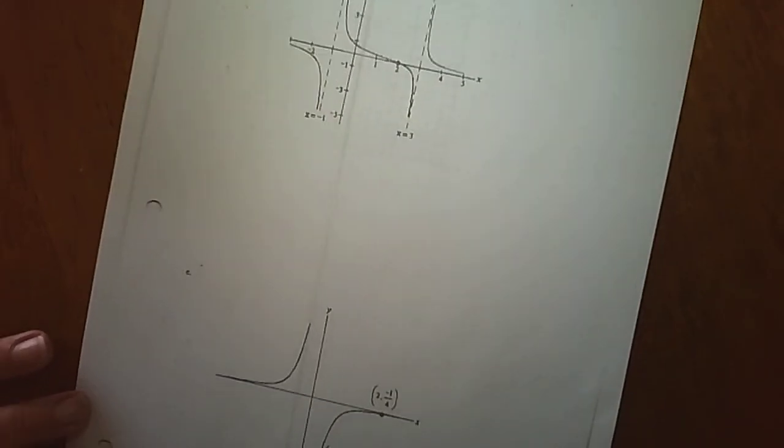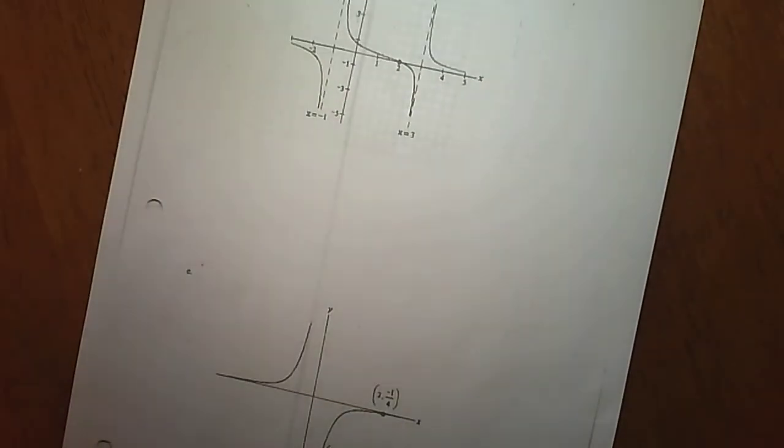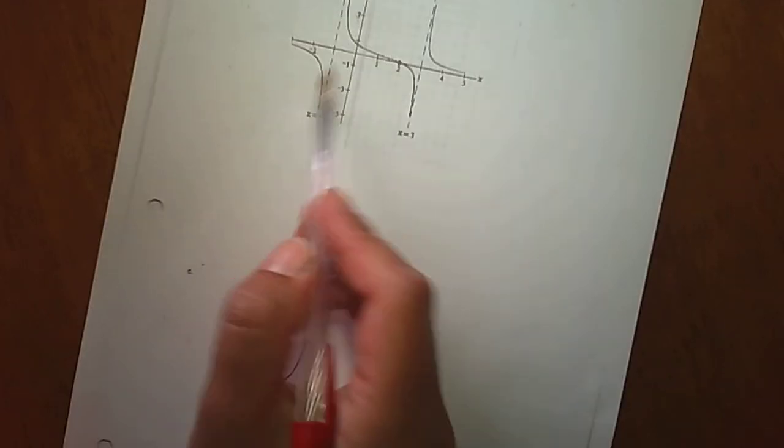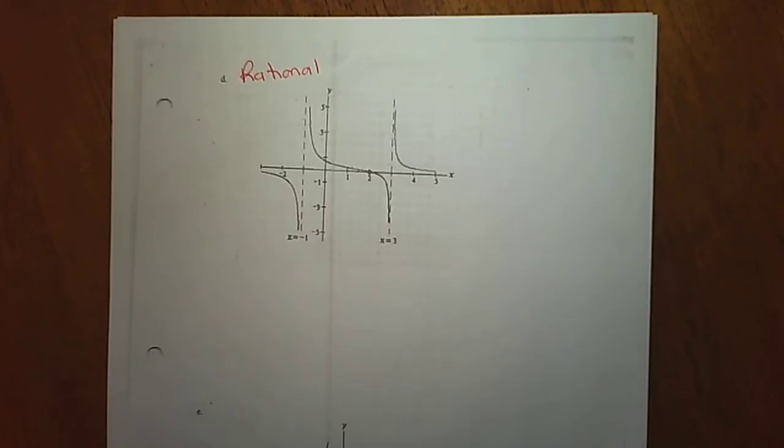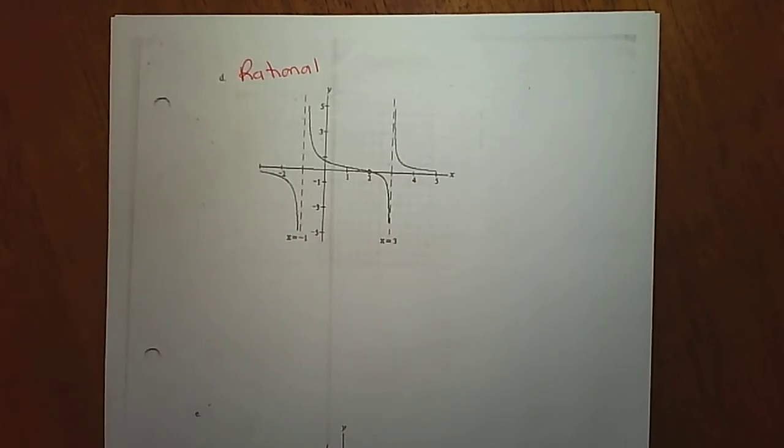All right, what's next? All right, now, letter D. As soon as you see vertical asymptotes, this sucker's screaming rational. It means it's got to be a fraction. All right? So this is going to be a rational function because there's a vertical asymptote.